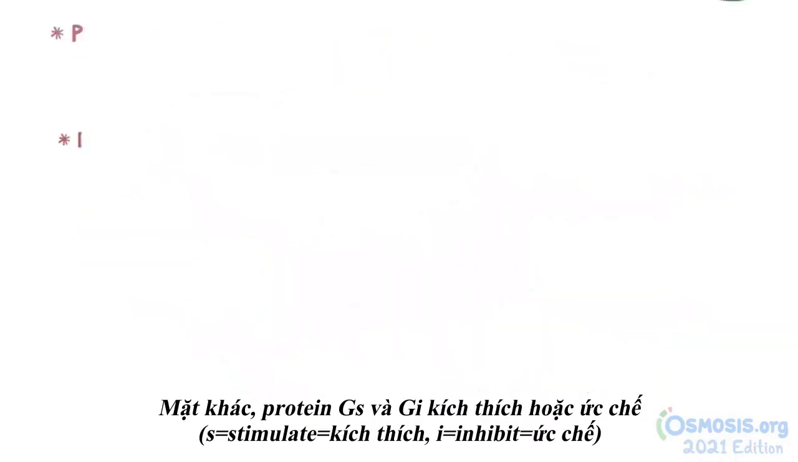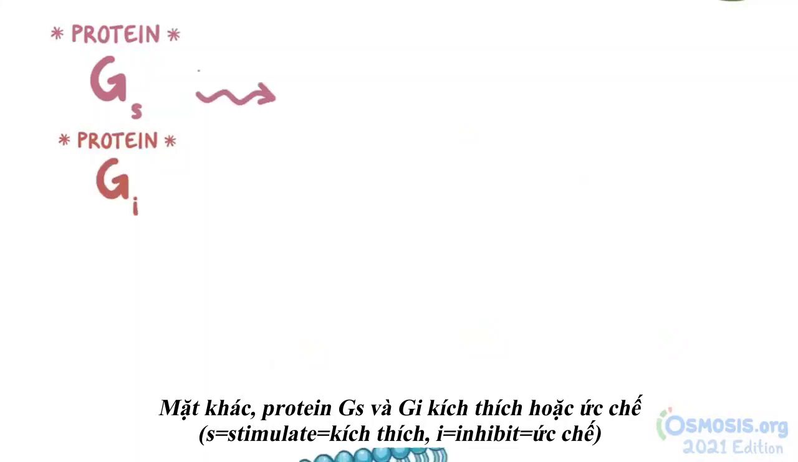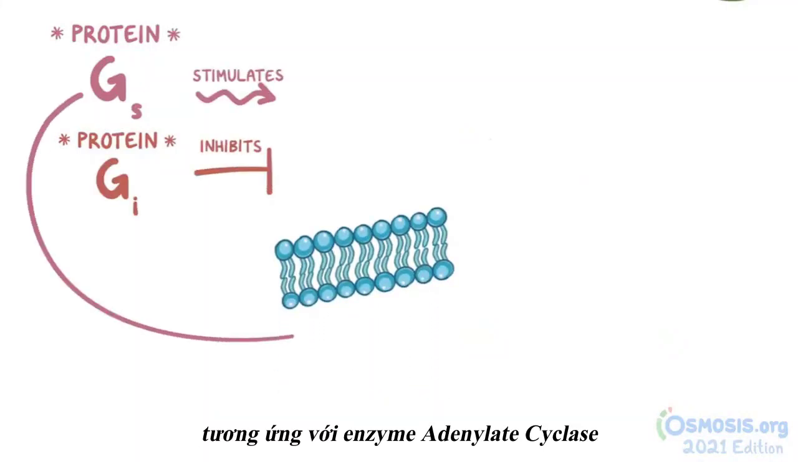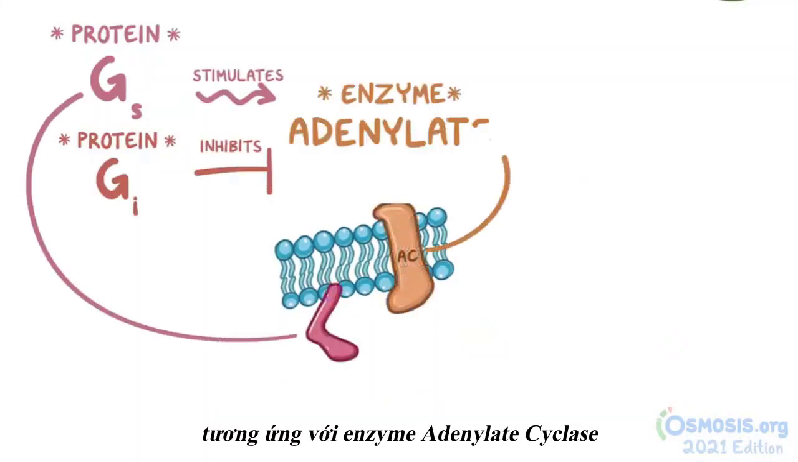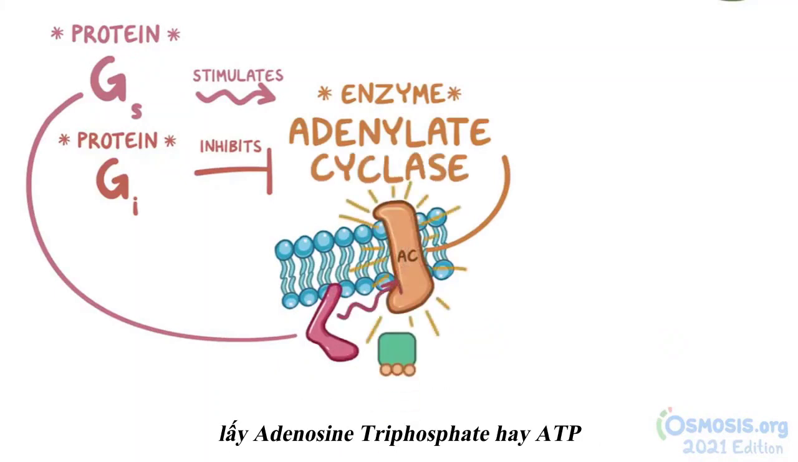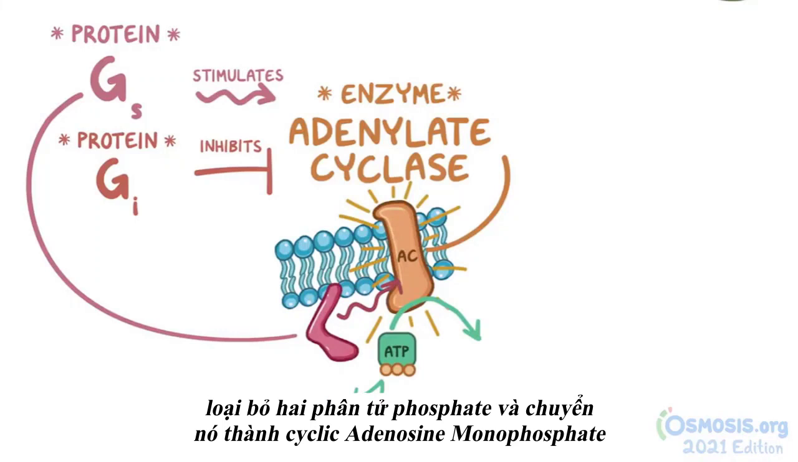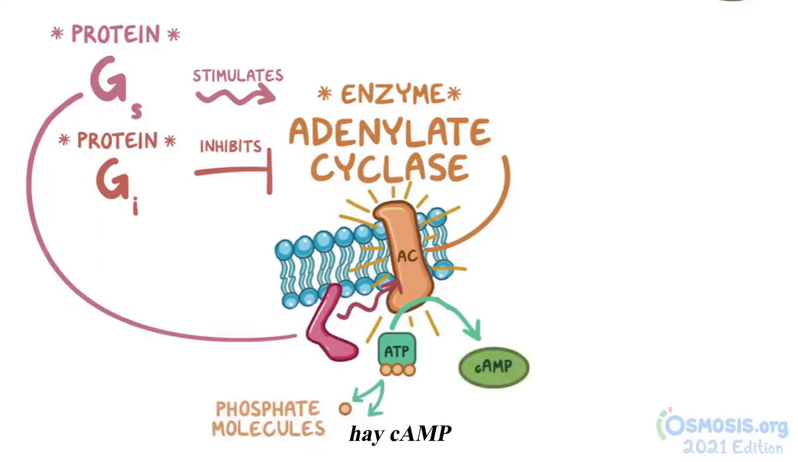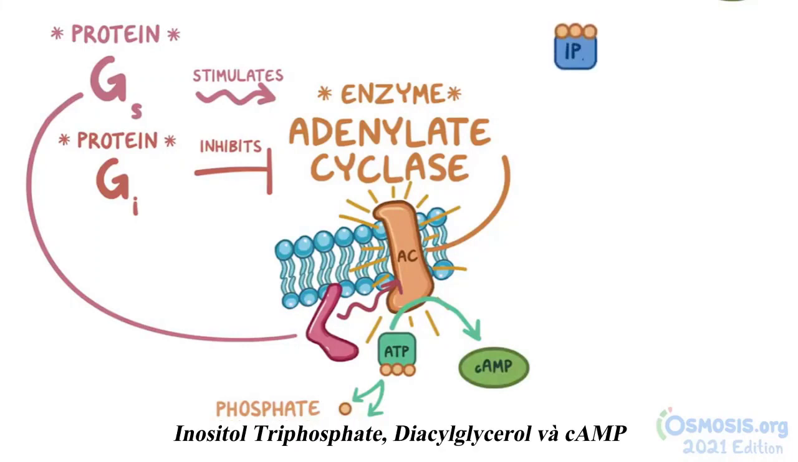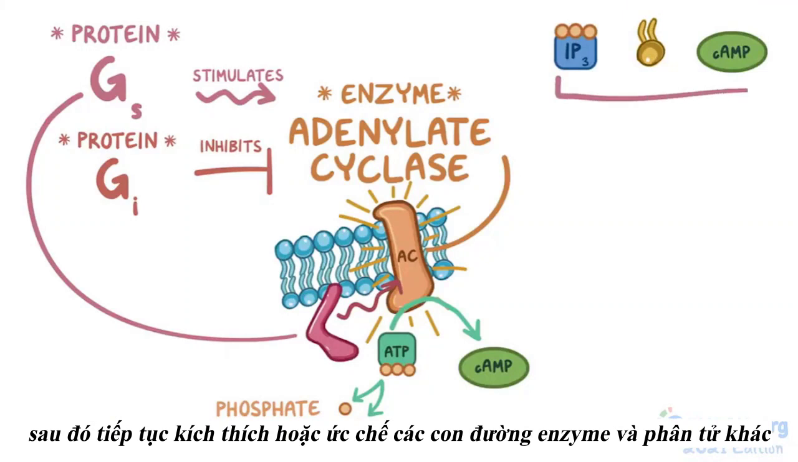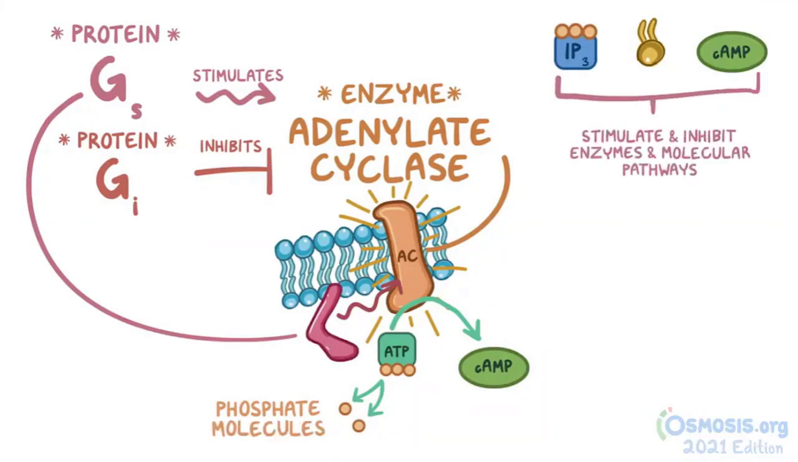On the other hand, protein GS and GI stimulate or inhibit, respectively, the enzyme adenylate cyclase, which takes adenosine triphosphate, or ATP, and removes 2 phosphate molecules and transforms it into cyclic adenosine monophosphate, or cAMP. Inositol triphosphate, diacylglycerol, and cAMP then go on to stimulate and inhibit different sets of enzymes and molecular pathways.